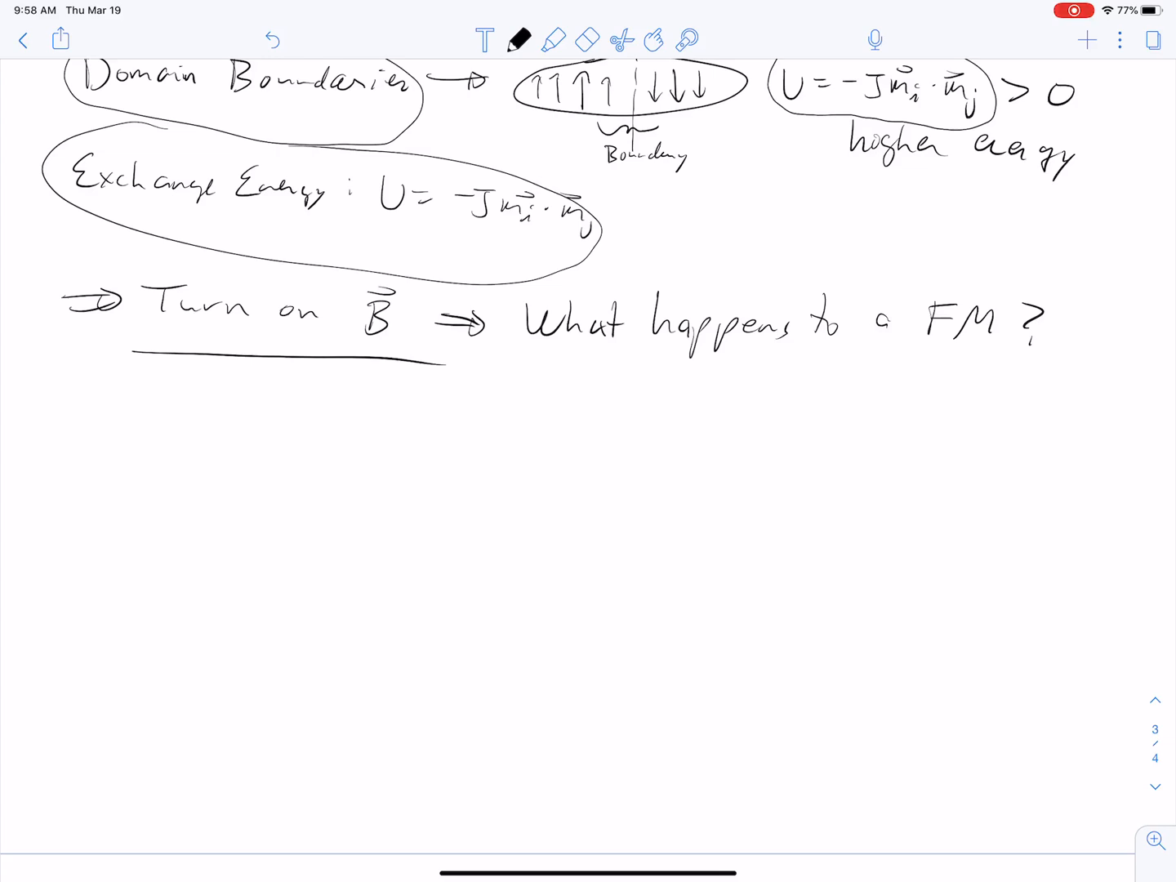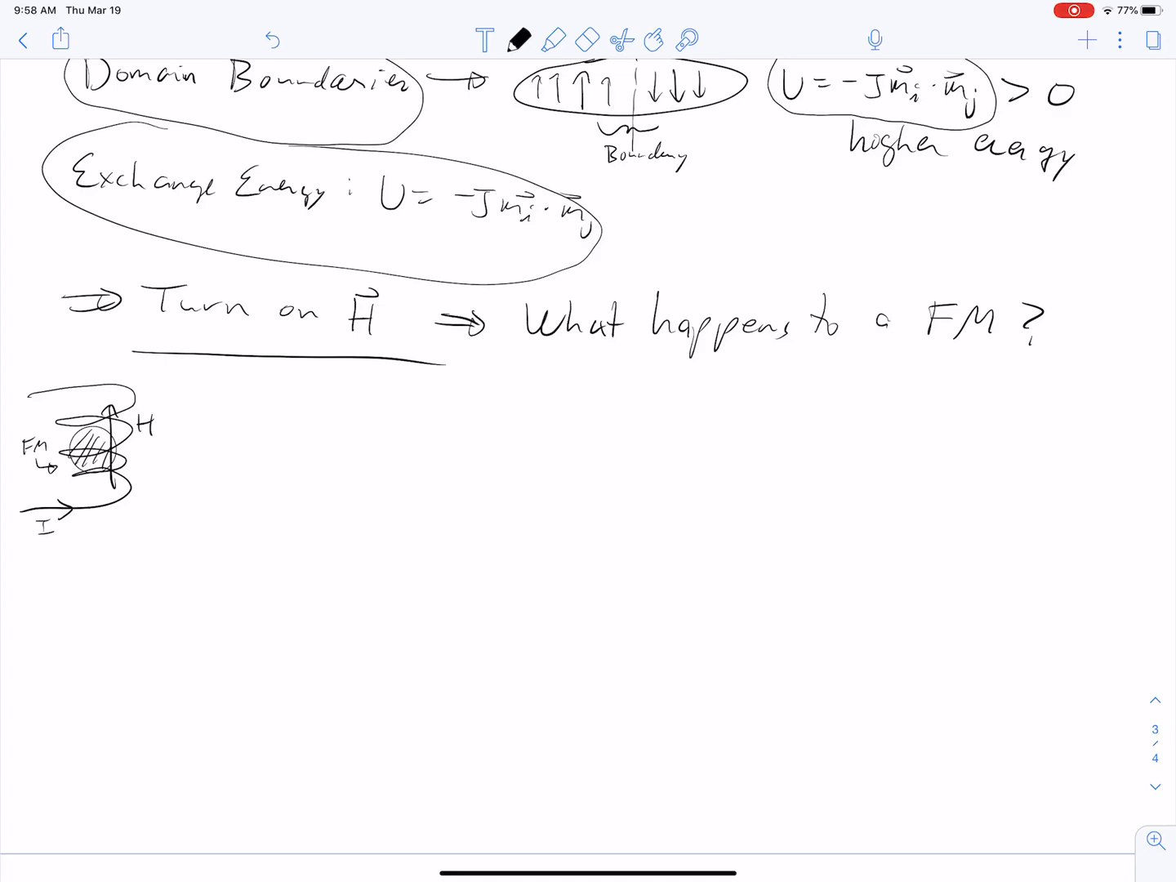I should say that usually we don't talk about turning on a magnetic B field. We talk about turning on an H field, because H is the applied field we get from our free currents. So if we put a ferromagnet into a solenoid like this, and then we pass current I through it, we're turning on some H field. Then the question is, what happens?